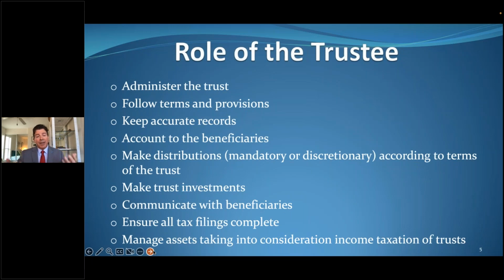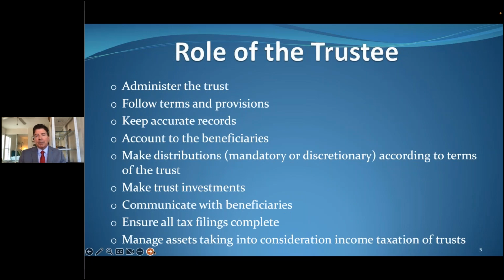But we want as a best practice to know that a trustee should account. The trustee needs to make distributions according to the terms of the trust for the benefit of the beneficiary. Now, these distributions could be mandatory. The trustee shall distribute out income. The trustee shall distribute out principal. Or these things could be discretionary. The trustee may distribute income. The trustee may distribute principal in their absolute discretion and so forth.